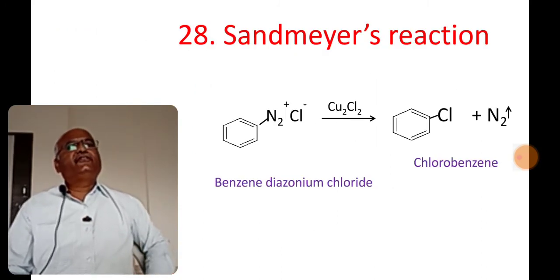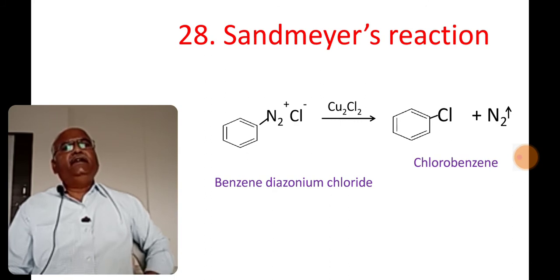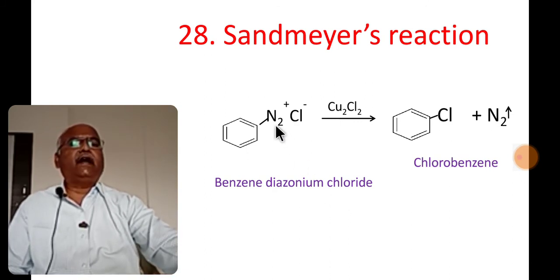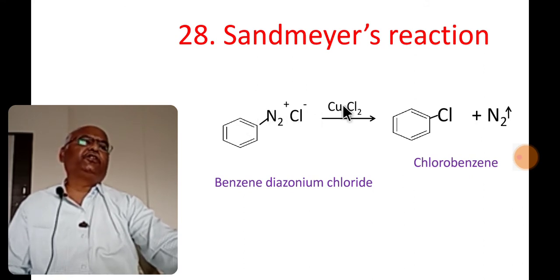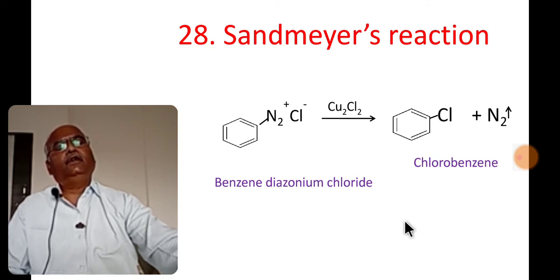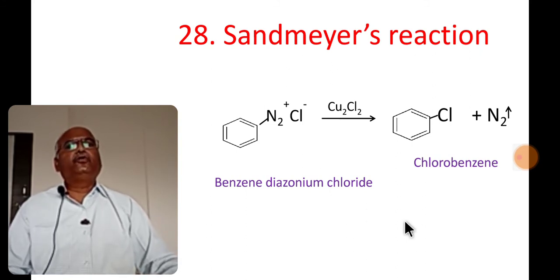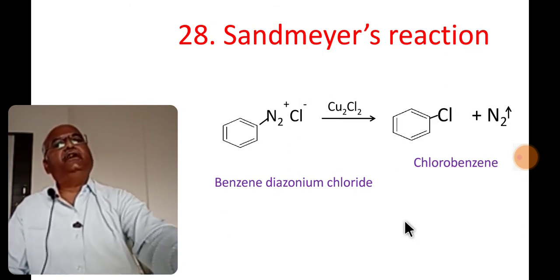Next reaction, Sandmeyer's reaction. Here benzene diazonium chloride is taken. Di means 2, azo means nitrogen. Benzene diazonium chloride on treatment with cuprous chloride gives chlorobenzene and nitrogen gas is liberated. This is Sandmeyer's reaction. Cuprous salts are used to introduce a halogen atom in diazonium chloride. This is known as Sandmeyer's reaction.